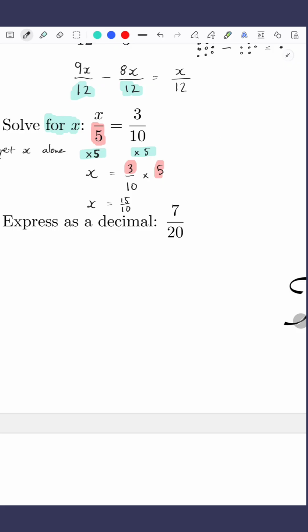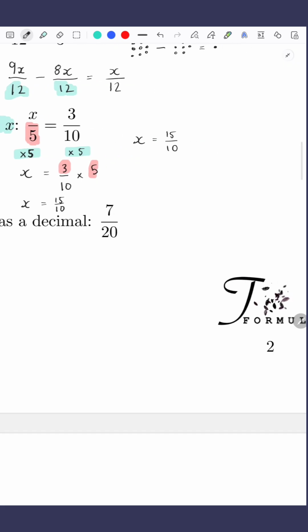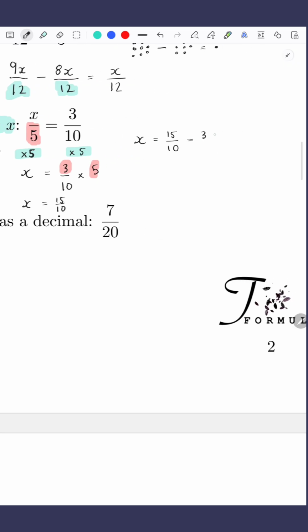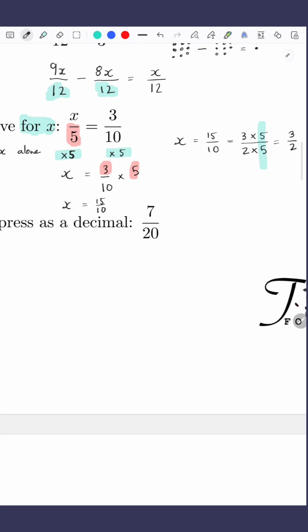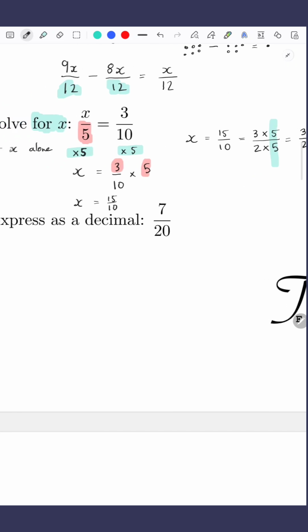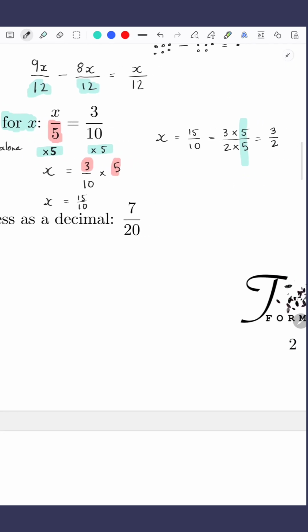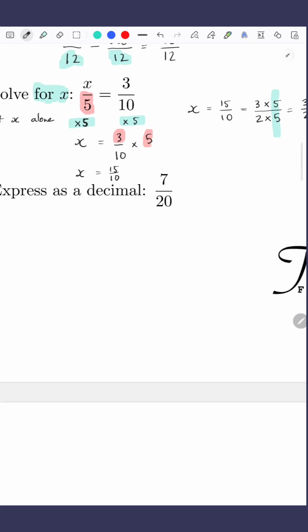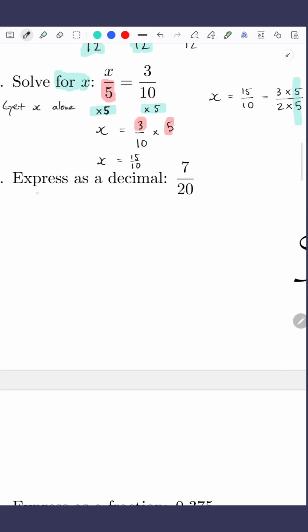Now, we can see x equals 15 over 10 could do with some cancelling. And we're going to say 3 times 5 all over 2 times 5, right? And then the 5's cancel to be 3 over 2. Now, you may think it's tedious, but as I said, if we keep doing it this way, we're going to get a feel for it. When we get to the algebra side, we're not going to be scared because it's the same method. It's not anything new.